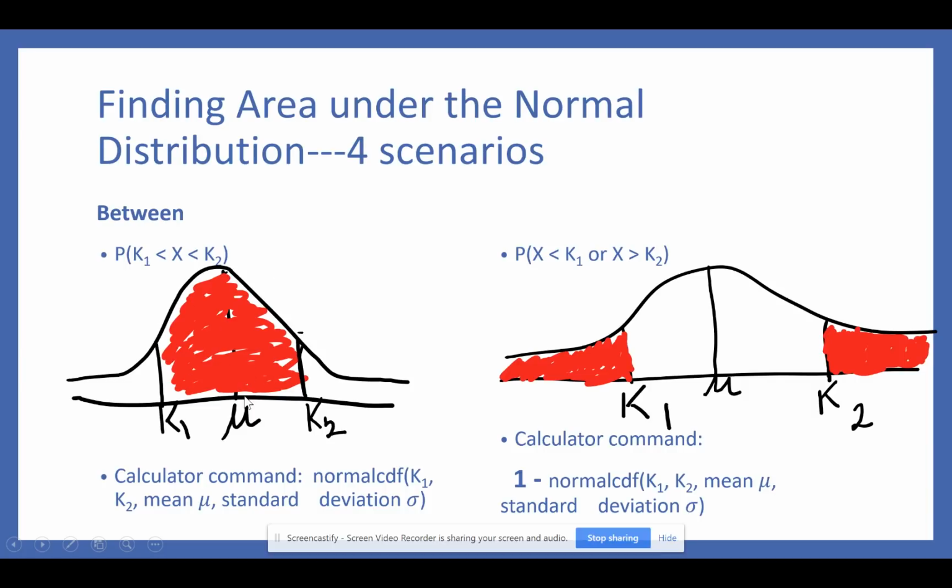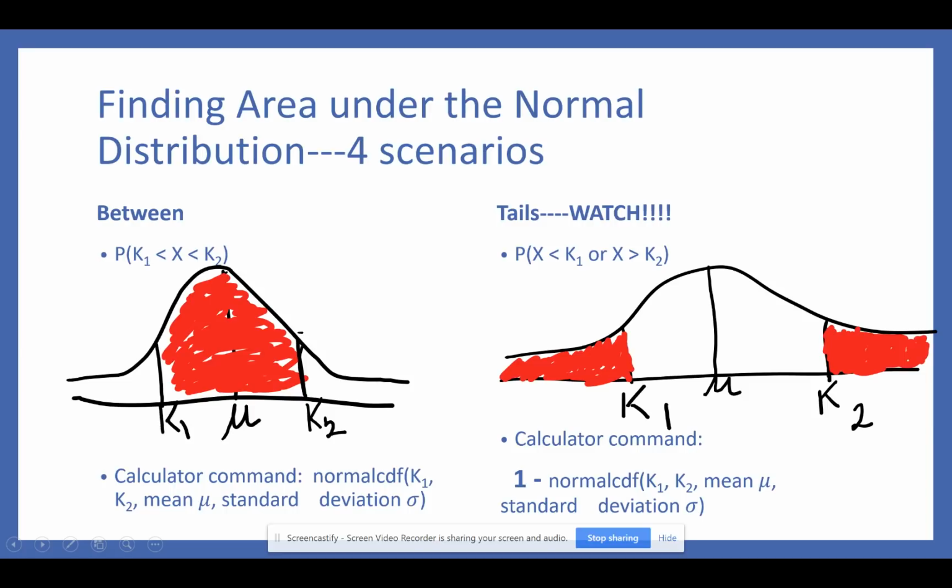which again is the red region. In this one, we have a definite beginning and a definite end, so we're not concerned about infinity. So our calculator command, we would use normal CDF. We go from the low K1 to the high K2, give it the mean and the standard deviation.